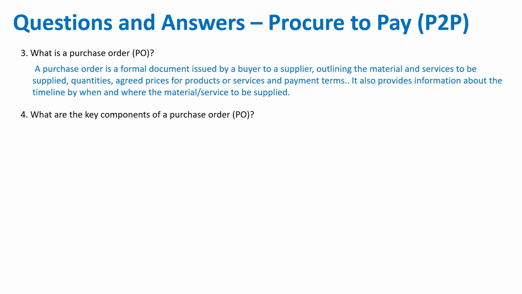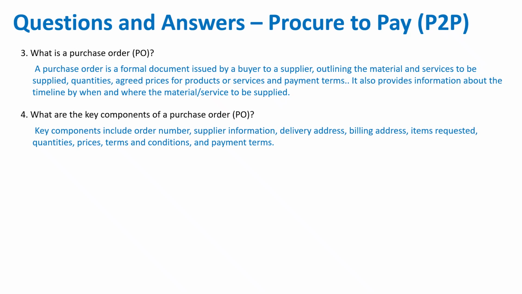Now next question. What are the key components of a purchase order? And the interviewer generally try to examine whether you know what are the details you will find while you go through the PO. Now, the key components include order number, supplier information, delivery address, billing address, items requested, quantities, prices, terms and conditions, and payment terms.